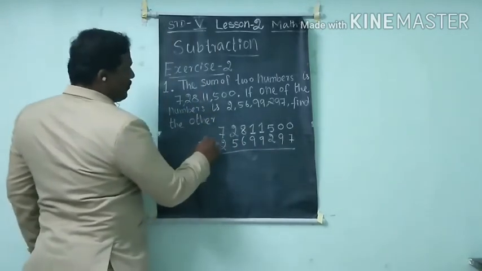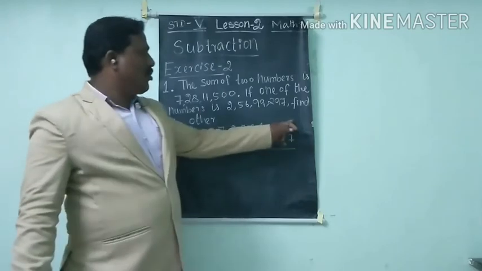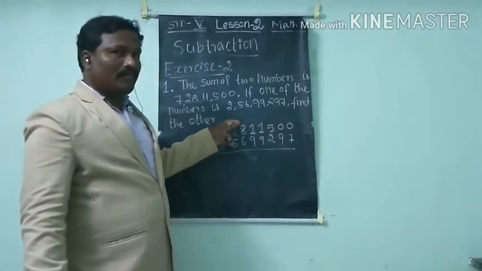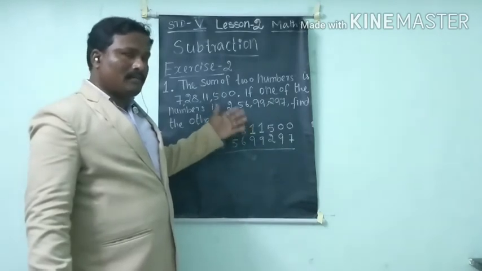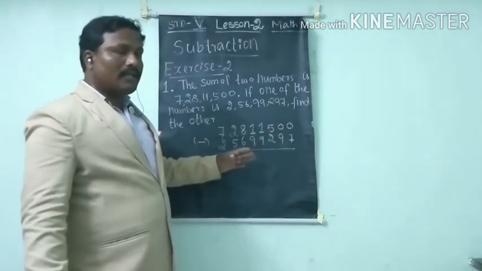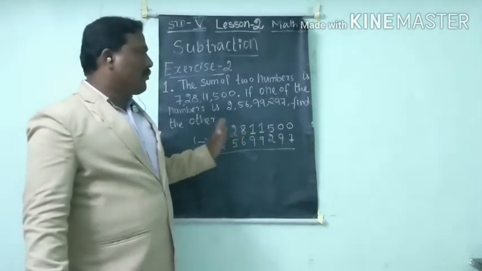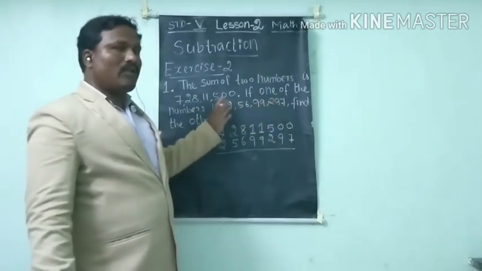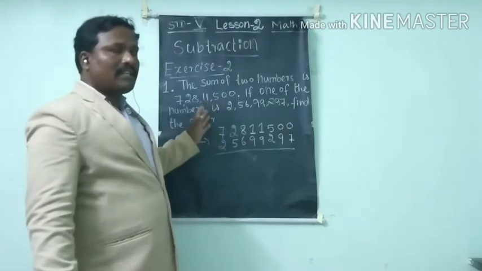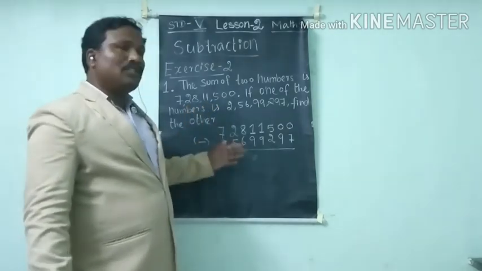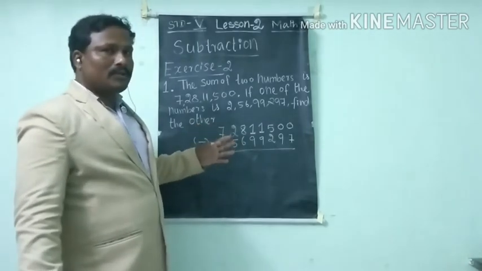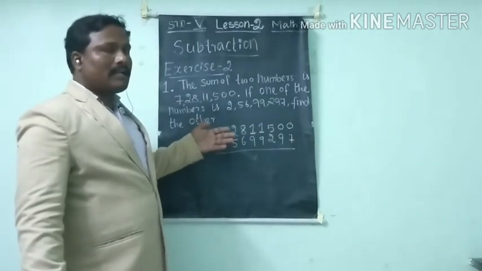So no need to write ones, tens, hundreds, thousands, ten thousands. We already know. Okay. If you want, you can write this number. If you want the table, you just draw the table and write the ones, tens, hundreds, thousands, ten thousands, lakh, ten lakh, crore like this. Then after you place these values. Okay. But we already know, so no need to draw the table.